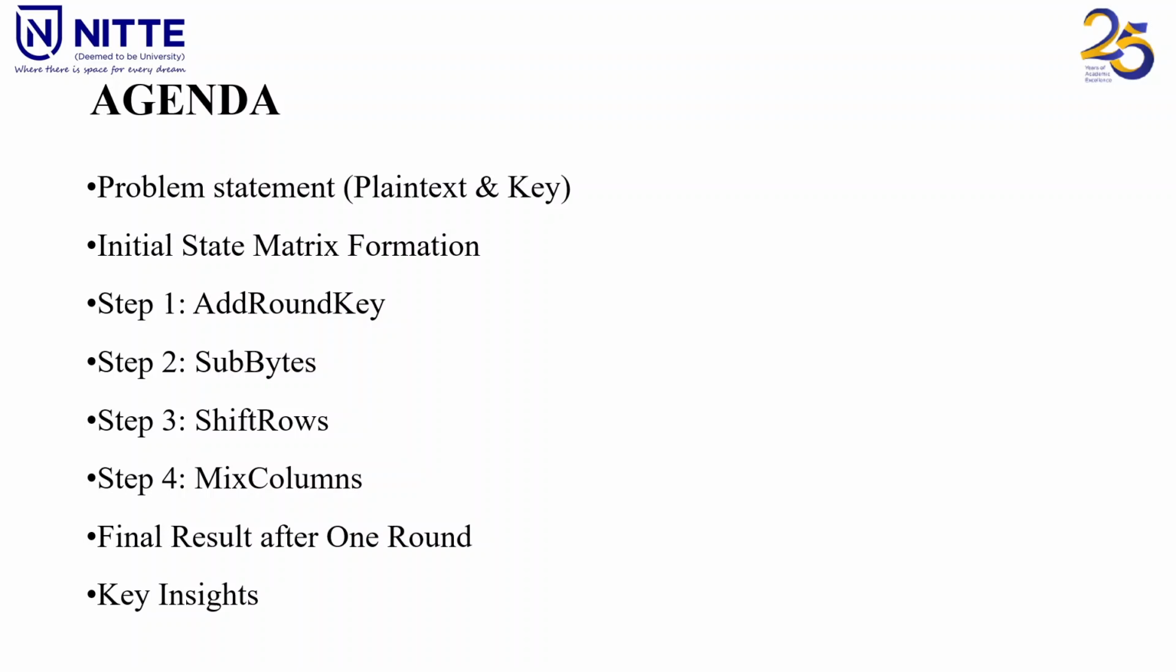The very first step is initial state matrix formation. The 128 bits of plain text are represented as 16 bytes, and we convert that into a 4x4 matrix. Then we perform AddRoundKey, substitution bytes, shift row, and mix column, and finally look at the results after one round. So what will be the equivalent ciphertext for the given plain text, and at last we try to understand the key insights of today's session.